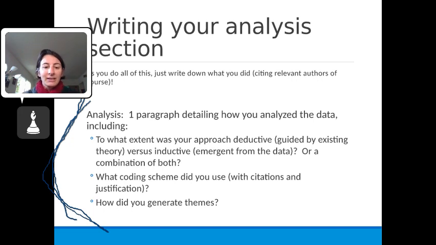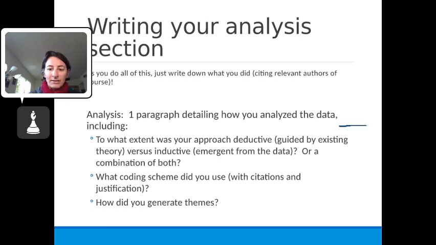So the idea is that as you do all of the things you've been doing the last couple of weeks, you just write down what you did. The first thing I'd recommend is that you literally just start with stream of consciousness, write down how you coded, what you started out with in terms of which kind of coding process from Saldana, and how you ended up categorizing, all those kinds of things. Then later you can massage it into more academic language, or you can add citations or whatever.